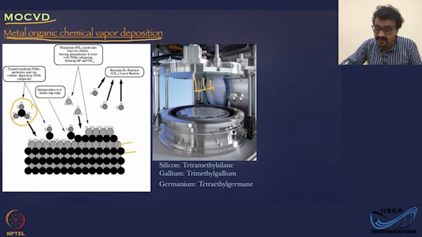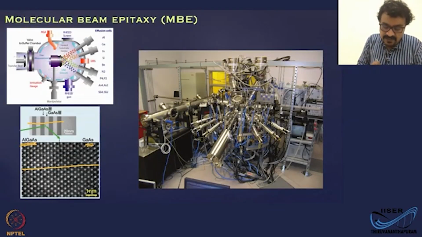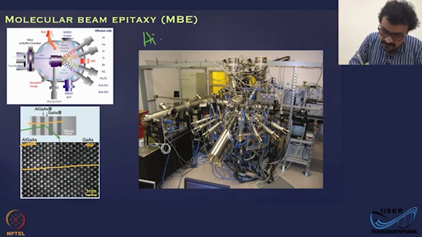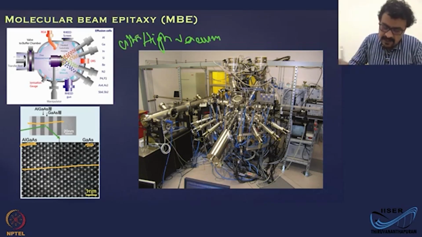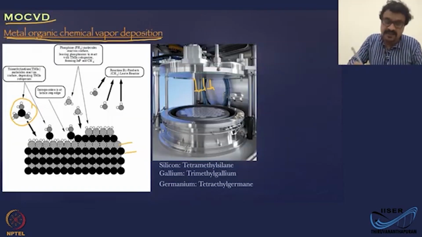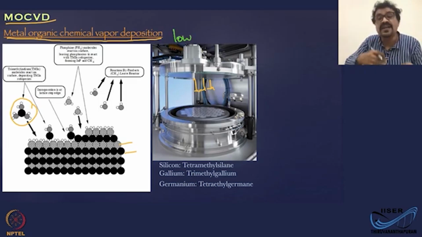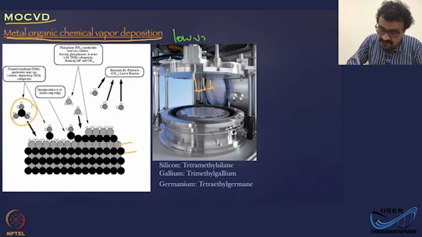One important thing that I would like to bring to your notice here is that MBE is actually a high vacuum process. I would say an ultra high vacuum process, whereas this is a low vacuum process, because it's a CVD process. You have gases flowing into the chamber. It's a low vacuum process.